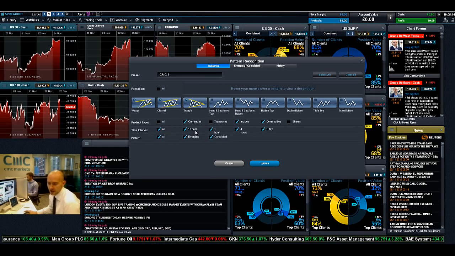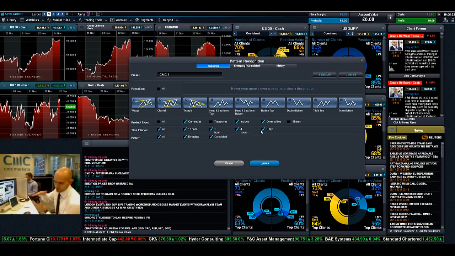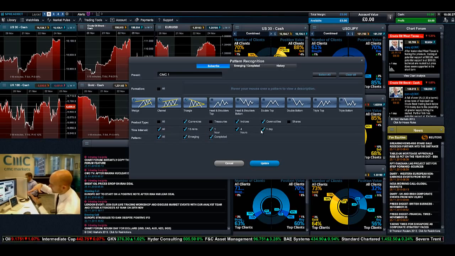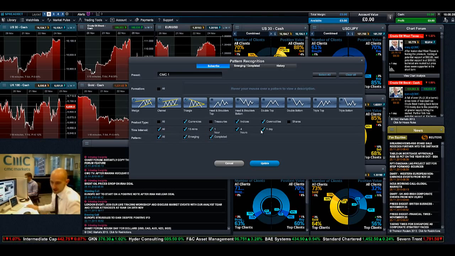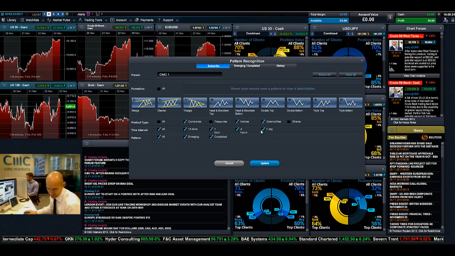Then you've got your time interval. Time interval is basically your candlestick interval that the charts will look at. So if you're looking at 50 minutes, 1 hour, 4 hours, or 1 day, that's just the interval of your chart. So if you've got a triangle formation and it's 15 minutes, each bar that you see within the pattern will be a 15-minute interval. And it's the same for 1 hour, 4 hours, and then 1 day.